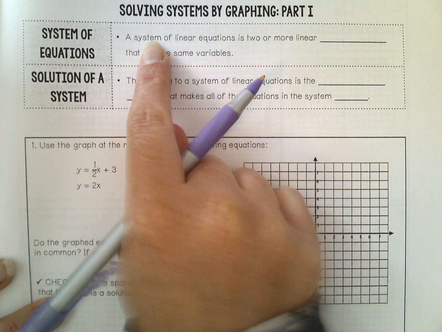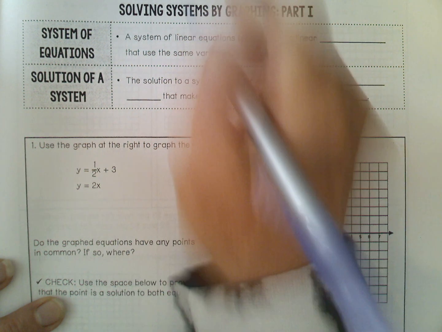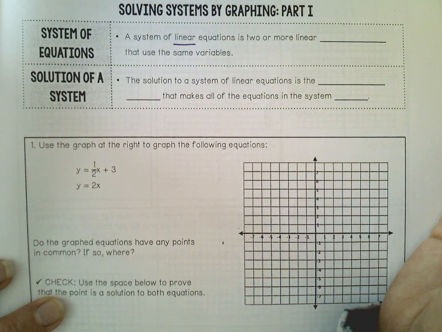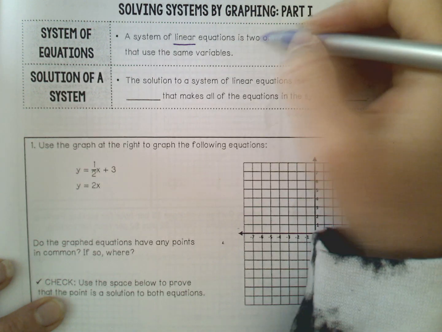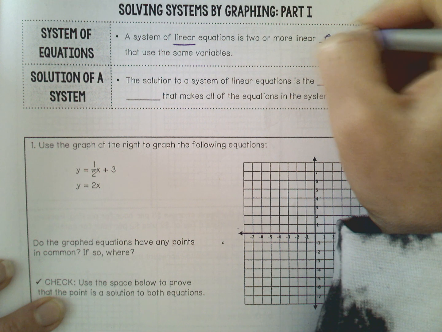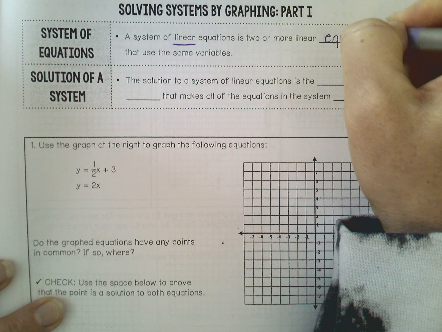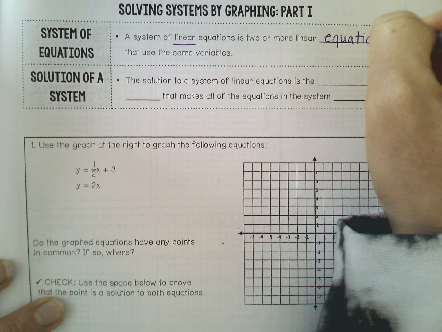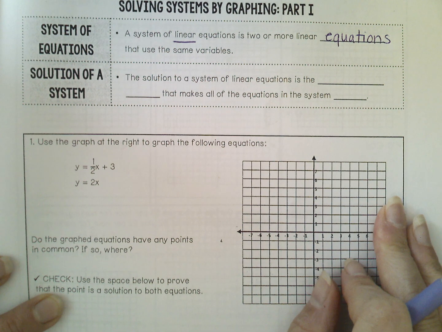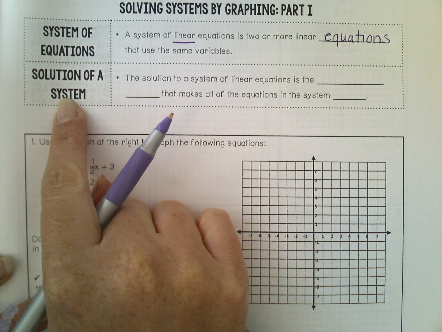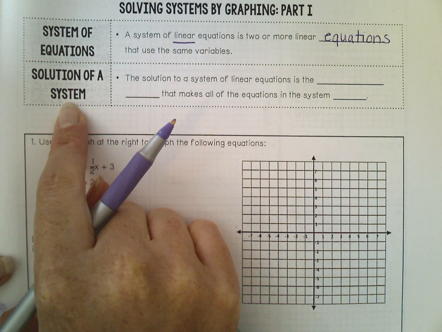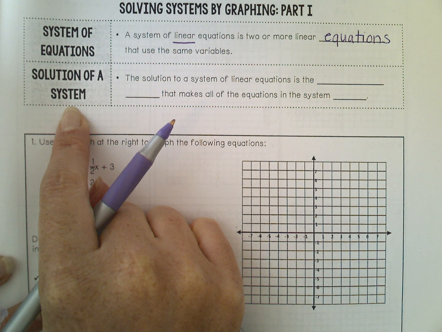A system of linear equations, so linear is just a fancy word for line, is two or more linear equations that use the same variable. Okay. What is the solution? What is the answer to a system of equations that you get?